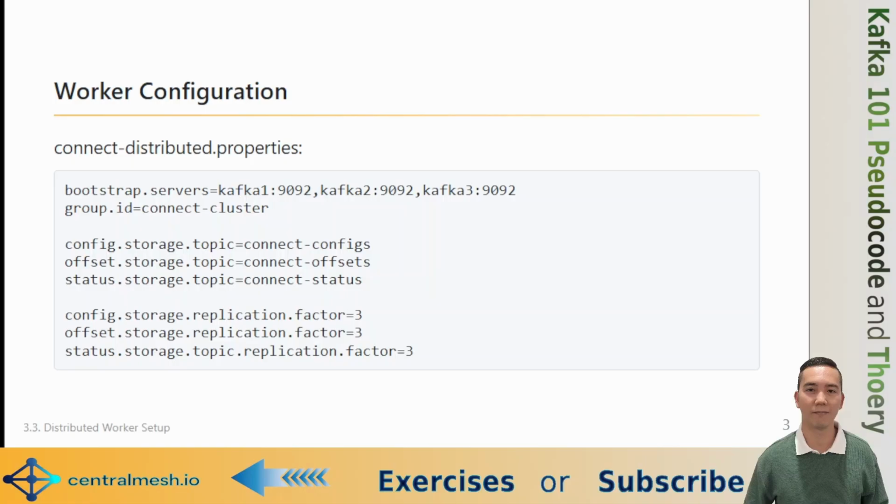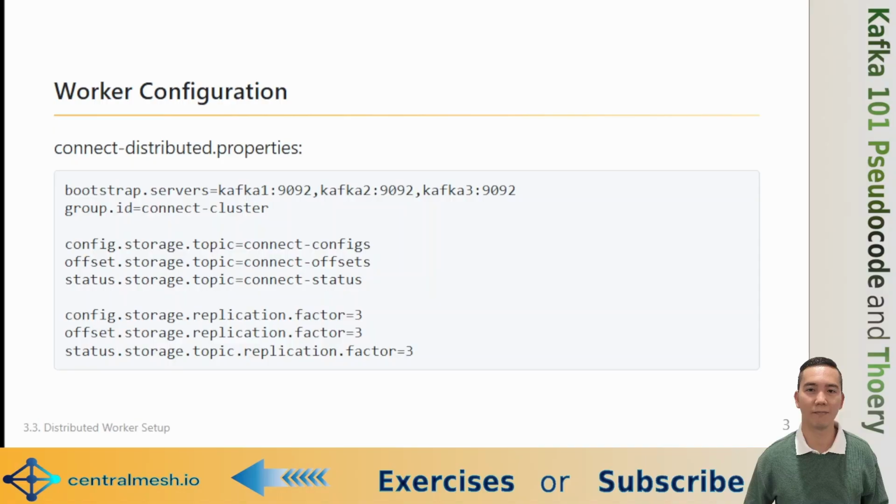The first setting tells the worker how to connect to the Kafka cluster using the bootstrap servers. Next is the group ID. This is one of the most important settings in distributed mode. Every worker that belongs to the same Connect cluster must use exactly the same group ID. That's how they discover each other and coordinate their work.